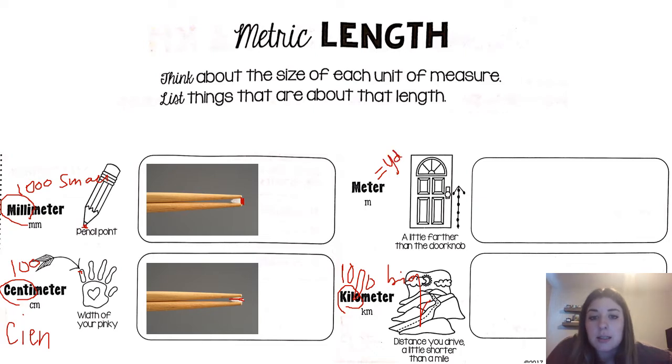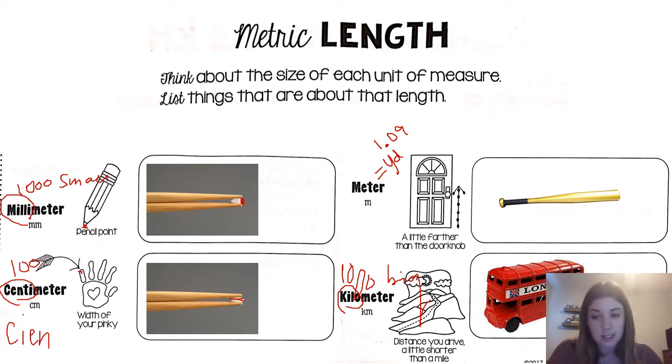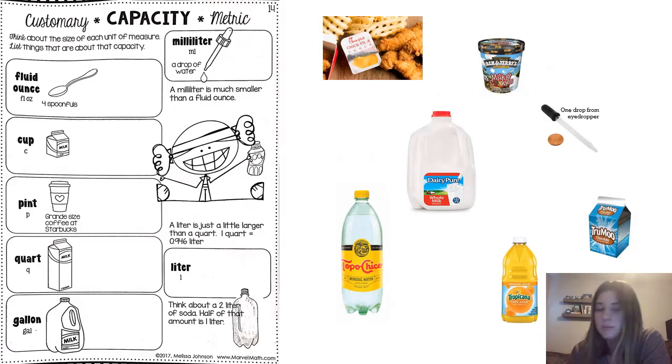A meter is 9/100 larger than a yard. So it's very, very similar, which is why I put another baseball bat. And then a kilometer is very similar to a mile, except we don't use it in the US, so I put a bus from London because in London you would measure distances that you drive in kilometers.